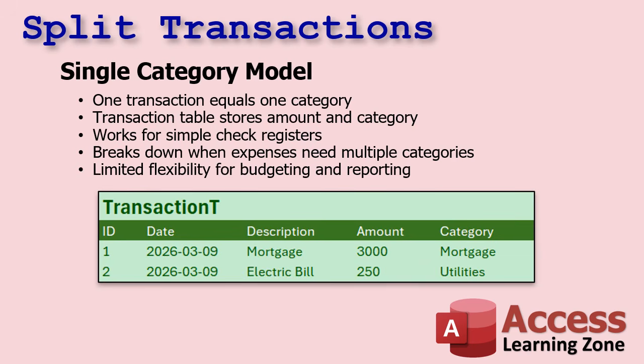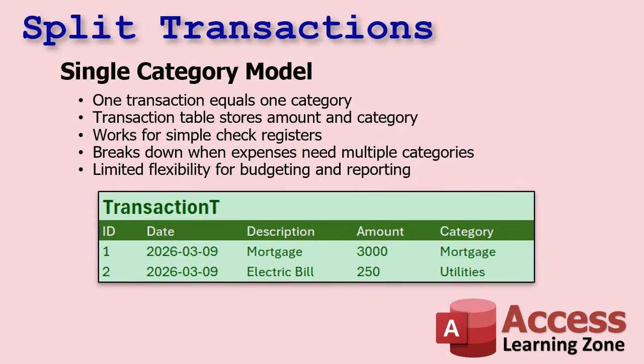But the moment you start dealing with real-world financial data, you quickly run into situations where a single transaction can belong to multiple categories. Let's say you have a home office like I do. You might determine that 10% of your household utilities are related to your business and the rest are personal. So when you pay the electric bill, it's technically one payment, but from an accounting perspective, part of that is a business expense and part of it's personal.